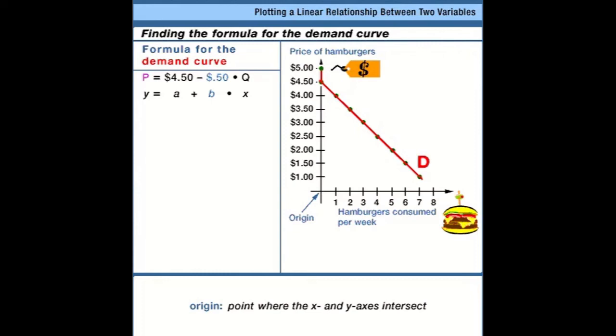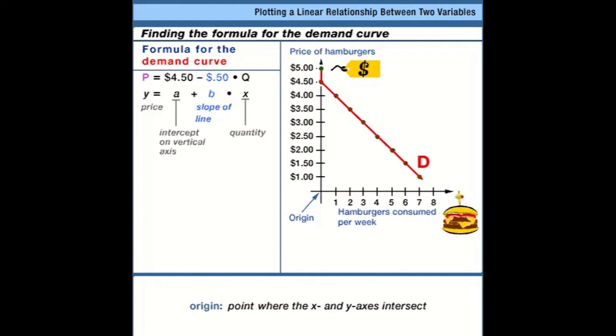A is the intercept, or the height here on the vertical axis when the x variable has a value of 0. In this case, Bob is buying 0 hamburgers when the price is $4.50 per hamburger. A represents the intercept, and in our case, the intercept is $4.50. B represents the slope of the line, the rise over the run, and in this case, the slope is negative 50 cents. For each additional hamburger that we want Bob to buy, we have to lower the price by 50 cents. So B, in this case, is negative 50 cents.